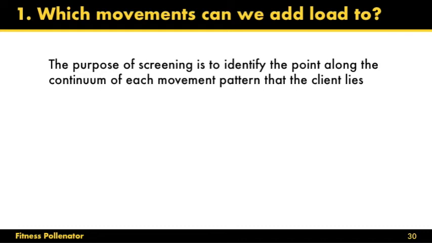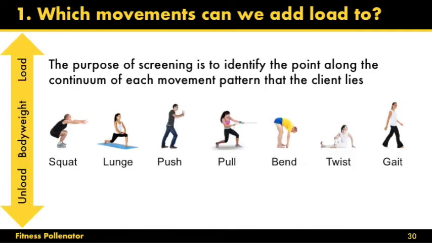The true purpose of movement screening, to me, is to identify the point along the continuum of each movement pattern that the person currently lies. So it's really about exercise selection. We're looking at each movement on a continuum from unloaded or assisted to body weight to added external load. And so we're looking at a squat, a lunge, pushing, pulling, bending, twisting, and gait, or you might call that locomotion. Remember, the movement doesn't have to be perfect in order to load it, it just has to be good enough.